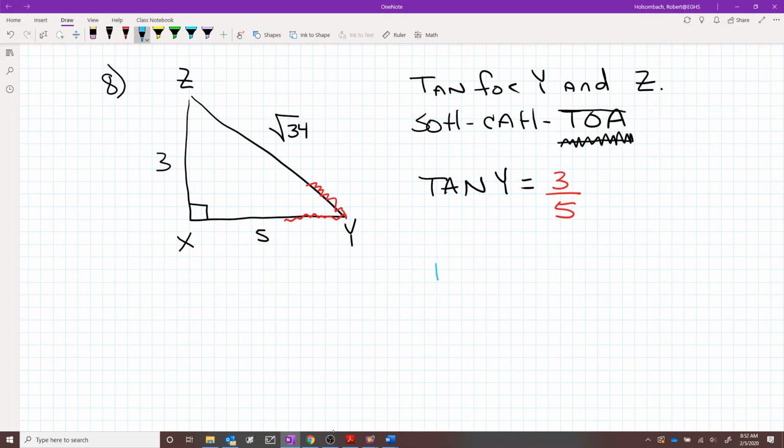Now you got to write your tangent for z. Okay, tangent is still equal to opposite over adjacent, but now we're looking at this angle z. So the side that is opposite of z is the 5, and adjacent to z is the 3. So those are your tan ratios for angle y and z.